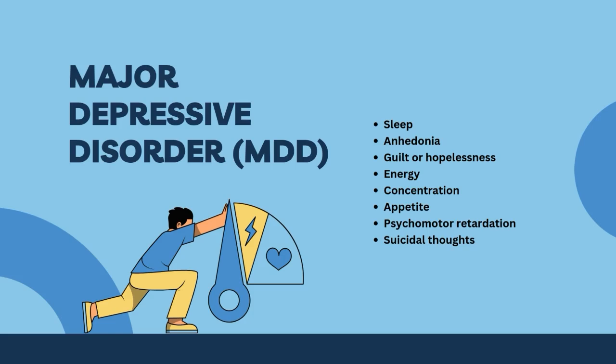There's psychomotor retardation, and this refers to slowed movements, speech, or reactions observable by others. This is a hallmark of severe depression. And then there's suicidal thoughts. Depression is a major risk factor for suicide, with over half of suicide deaths linked to depressive episodes.